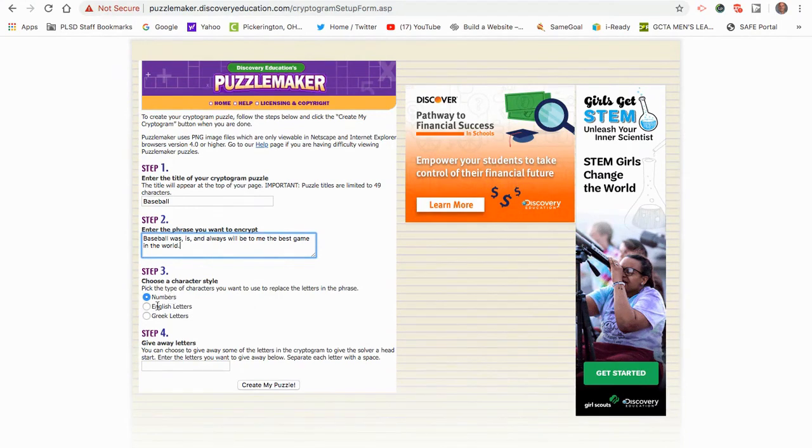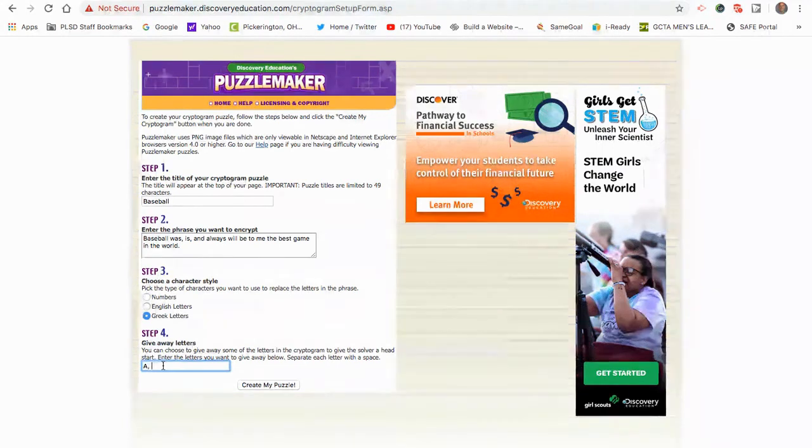You can replace with numbers, English letters, or Greek letters. And so I'll show you numbers and English letters, because I want to show you what Greek letters kind of look like. And then you can choose letters that you want to give away to make your cipher a little bit easier to solve. So I'll do an A because an A appears in there a few times, and I'll do L, and maybe that will help people.